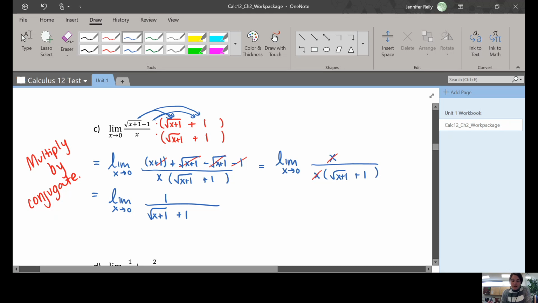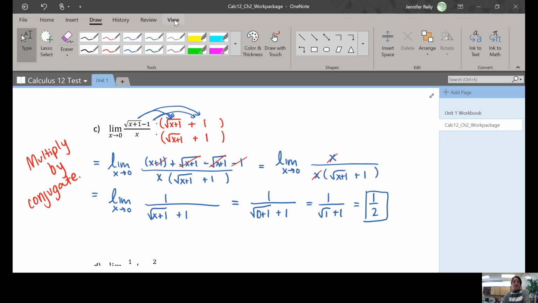Let's check if we can use the direct substitution property. If I plug 0 into the denominator, I'm not going to get 0 anymore. So I actually can plug it in. This is when you can drop the limit. Okay, so 0 plus 1 plus 1 would be 1 over root 1 plus 1, which would be 1/2. So this function approaches 1/2 as x approaches 0. Okay, so that's multiplying by the conjugate.